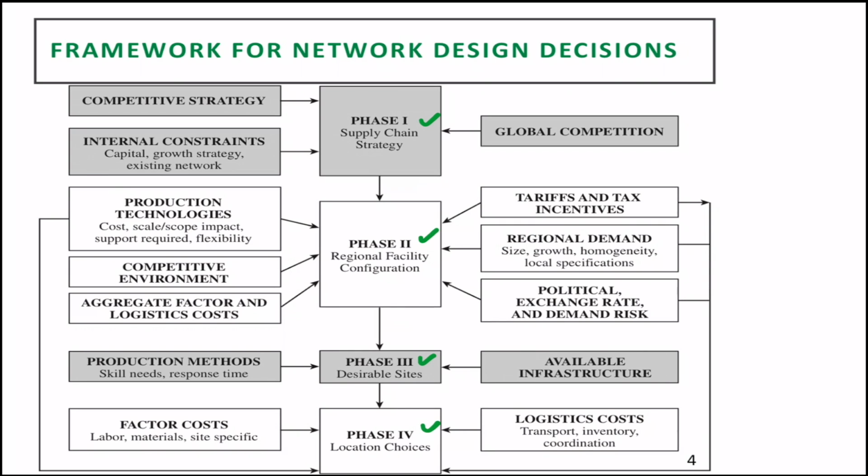You can see in this picture it is divided into 4 phases. In the first phase, we define a supply chain strategy which takes into account what is the competitive strategy of the company. For example, whether they want to compete on cost or responsiveness. It also looks at internal constraints that the business has in terms of capital, growth strategy, whether existing facilities will be used or new ones will be acquired and so on.